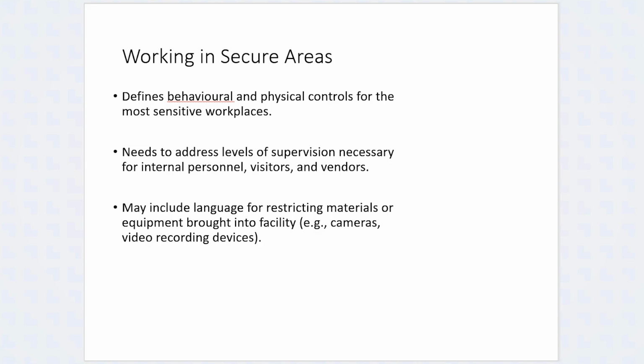So if you have work in secure areas, this policy will define the behavioral and physical controls for the most sensitive workplaces. So it needs to address the levels of supervision necessary for internal personnel, for visitors and vendors. It may include language for restricting materials or equipment brought onto the facility, such as cameras or other video recording devices. If you're in a very secure area, you want to scan for these things.